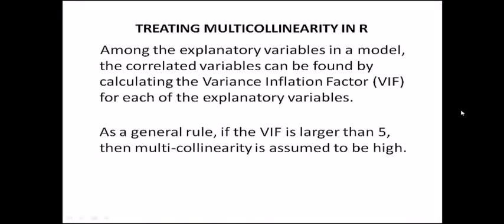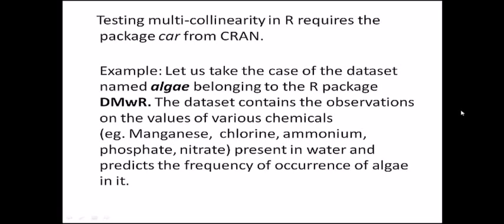In this video, we will learn about how to treat the problem of multicollinearity using the software R. In our previous videos, we've seen that the variance inflation factor, or the VIF, is taken as one of those measures that indicates the presence of multicollinearity. And as a convention, a VIF value greater than 5 is taken to indicate the presence of multicollinearity.